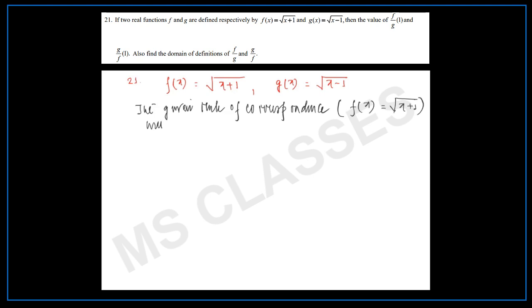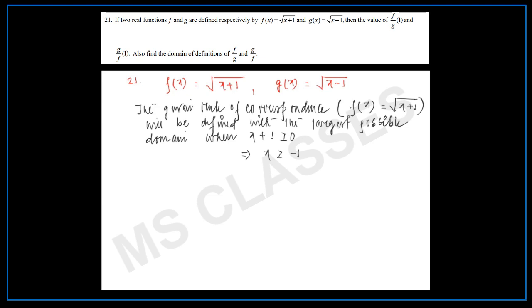will be defined with the largest possible domain when x plus 1 greater than or equal to 0. So x greater than or equal to minus 1. Therefore, domain of f equals minus 1 comma infinity.